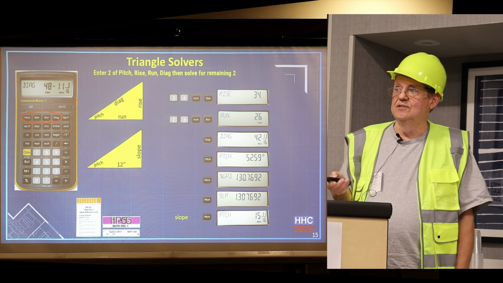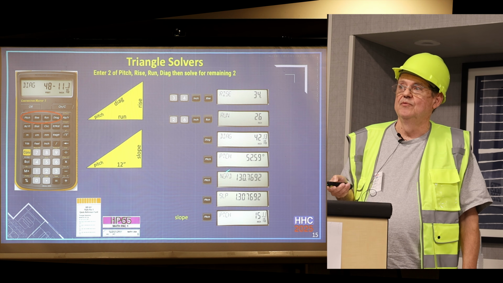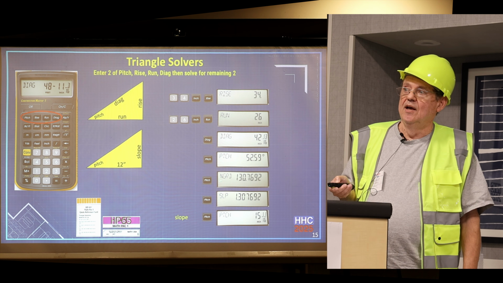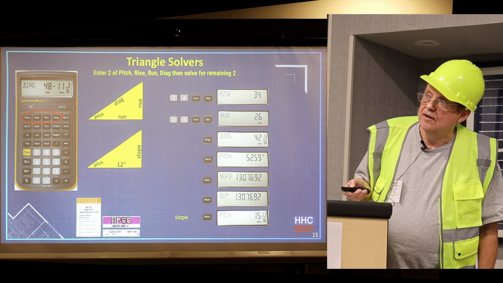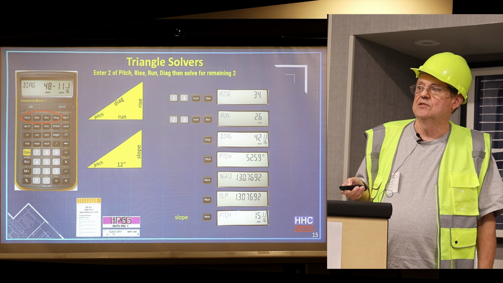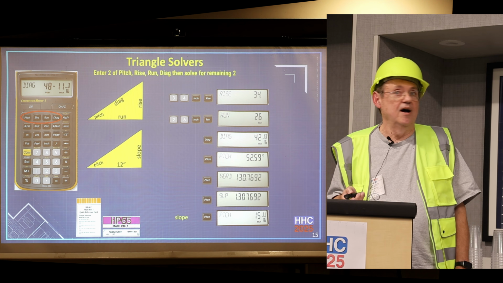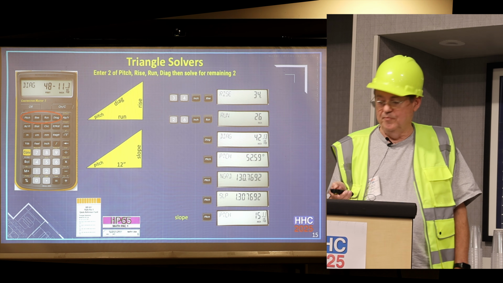So the newer versions say, well, if you want to know the angle, you get it. Hit pitch again, you get the pitch. You hit pitch again, you get the gradient. You hit pitch again, you get the slope, and you hit pitch again, and you get that 15 and 11/16 inch slope number that we had before.